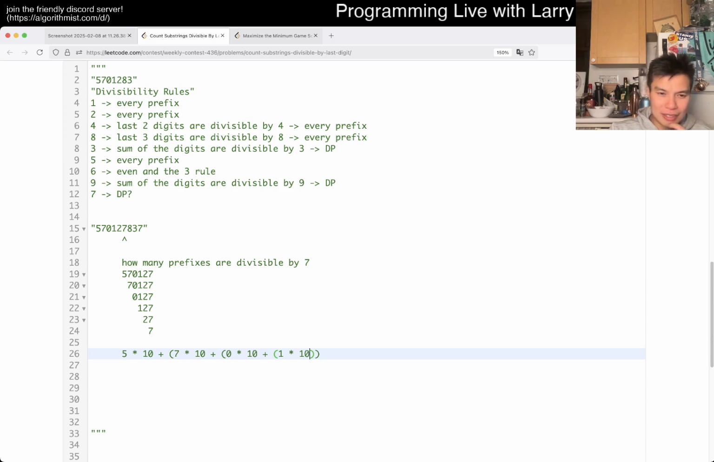Did I do that right? I think I messed up. Sorry. It's actually 5 plus. No, I think I did it the other way. It's 5 on the inside, right? Clearly, I need a refresher. And then 5 on the inside, and then it's going to be 7 plus this thing times 10, 0 plus this thing times 10, and so forth, right?